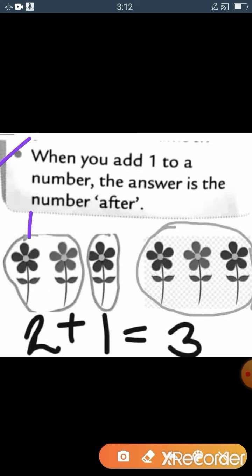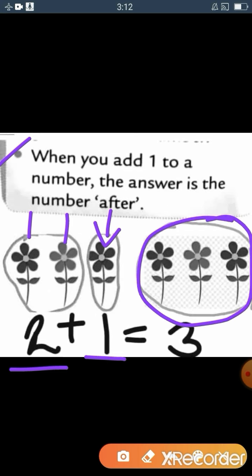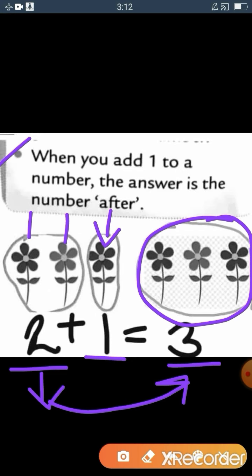You can see there are 2 flowers here. So they have written 2 here, and they are adding one more flower to it. So how many flowers are there? Just see here. Yes, there are 3 flowers. Now if you see carefully, what number comes after 2, children? Yes, 3 comes, isn't it, children? So when you add 1 to a number, you get the number after.